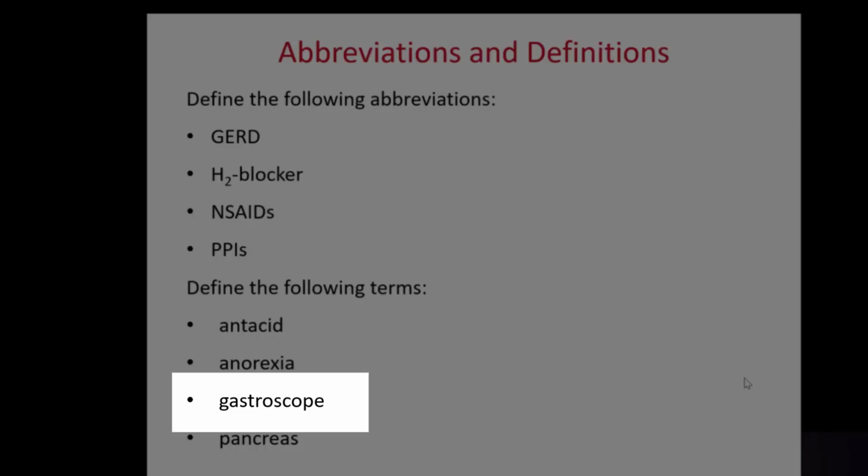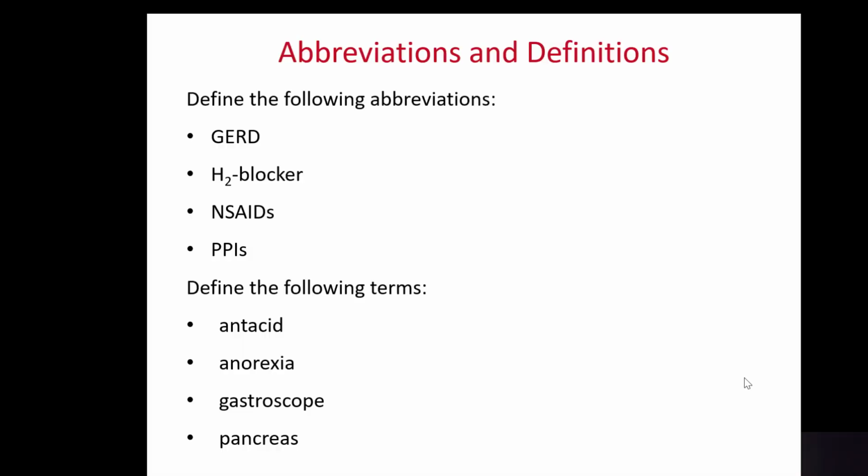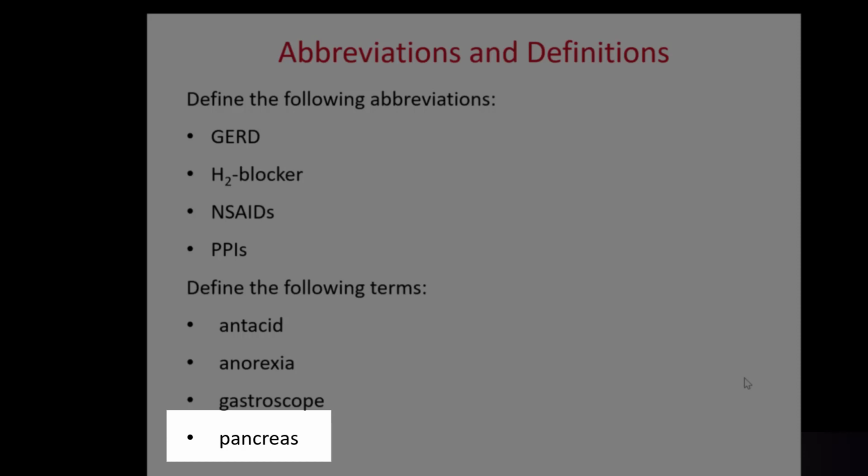Gastroscope, you should be able to break that term down. Scope means an instrument to view, and gastro means stomach. So a gastroscope is an instrument used to view the inside of the stomach. And pancreas is the internal organ, pancreas.